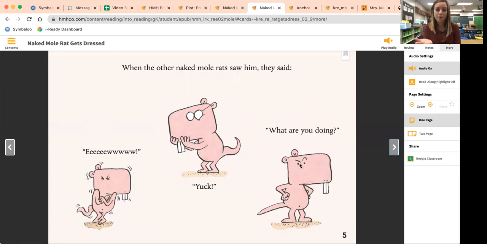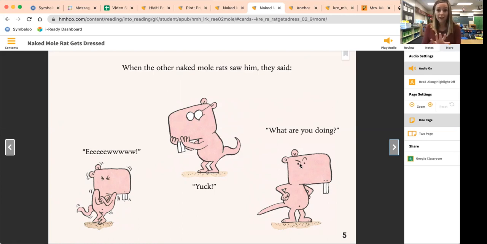Remember, I said a problem is when something is wrong. I want you to tell somebody in your room, or even your favorite teddy bear, what is his problem? You know, I'm thinking that this book said all naked mole rats are supposed to be naked, and he's not naked. So for him, it's a problem that he has clothes. The other naked mole rats seem to kind of make fun of him for it.